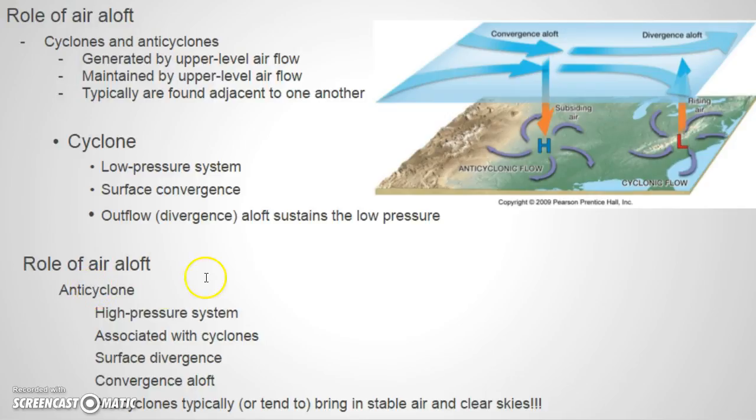So the role of air aloft for the anticyclone: it converges and sinks. So this subsiding air is going to be associated with high pressure. The surface winds are going to be diverging. They're going to be spreading out once it reaches the Earth's surface, deflected to the right due to Coriolis. But you get convergence aloft with high pressure. It's going to sink or subside, and it's going to flow outward, which is divergence at the Earth's surface. So anticyclones tend to bring in stable air and clear skies. There you have a summary of mid-latitude cyclones.